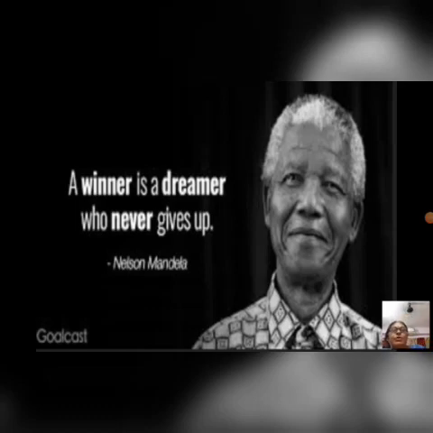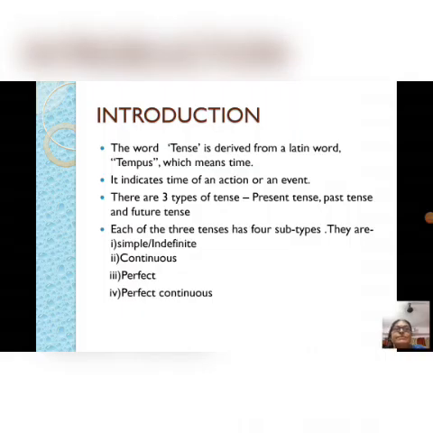Students, today we are going to learn about tenses. First of all, we will see what is tense. The word tense is derived from a Latin word tempus, which means time. It indicates the time of an action or an event. There are three types of tense: present tense, past tense, and future tense.